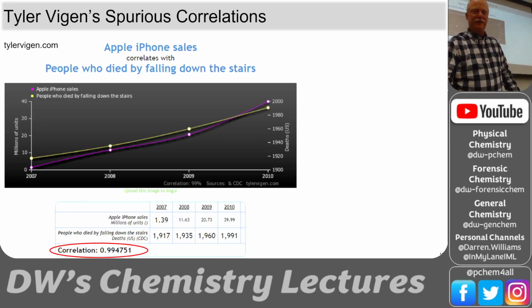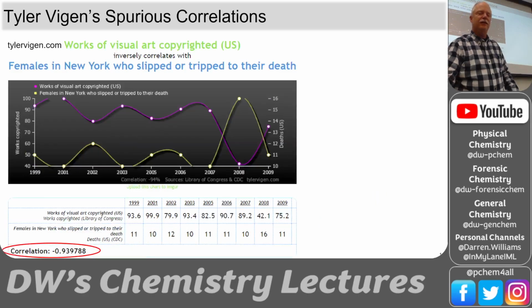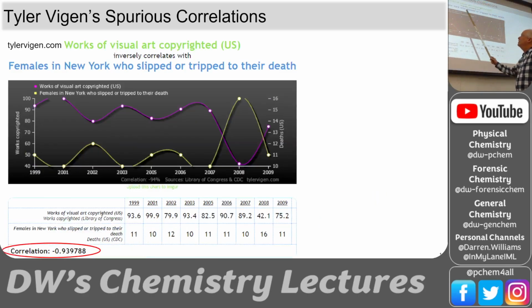This one is really weird too. This is a negative correlation. Okay. So as the works of visual art that are copyrighted in the United States go up, fewer females in New York slip or trip to their death. Again, negative 94% correlation. So what should we do to protect the females in New York? Yeah, so let's see, as it goes up, fewer fall down. So we need more art in New York. And, again, that would be a wrong decision because we haven't established that there's a causal effect.